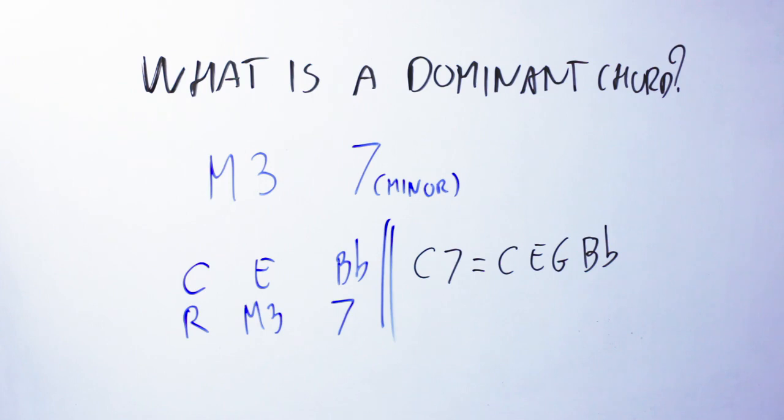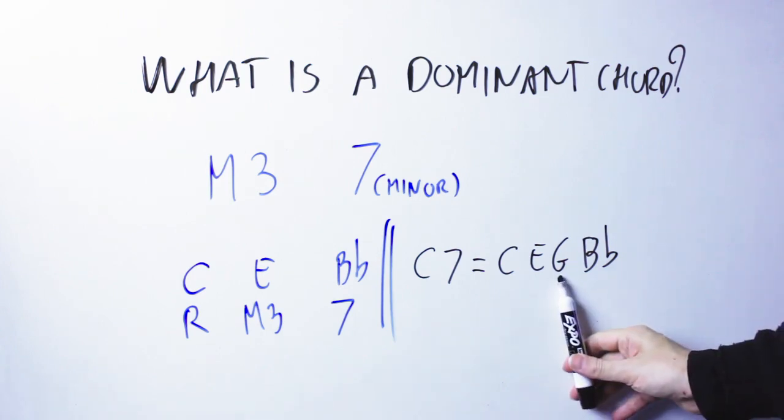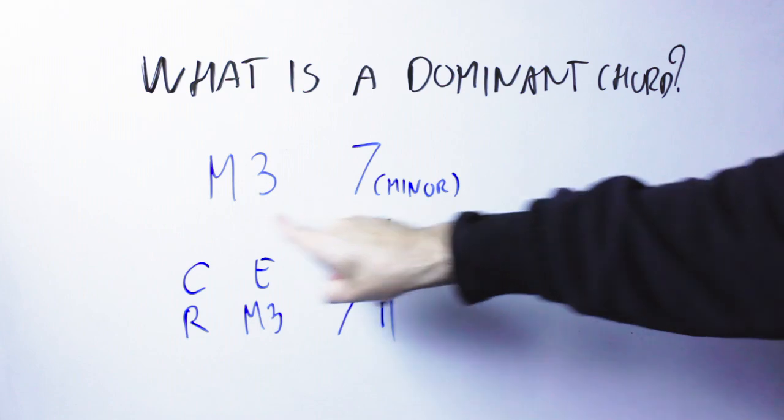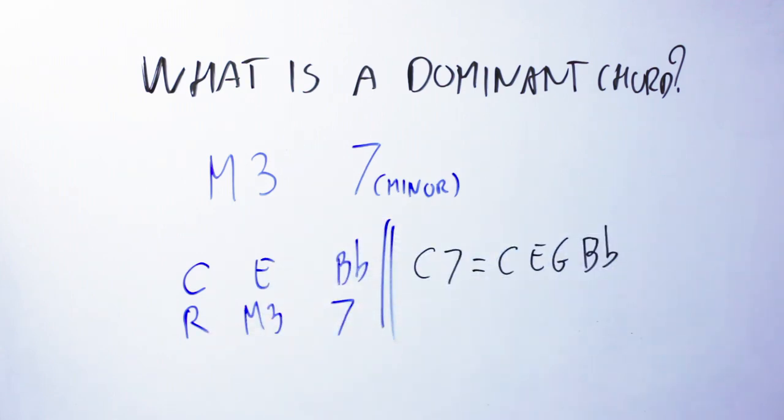We have also the G, which is the fifth of the chord, which is really not important, but it's nice to have. But several other chords would be classified as dominant chords as long as they have at least the C, the E, and the B flat. So the root, the major third, and the minor seventh.